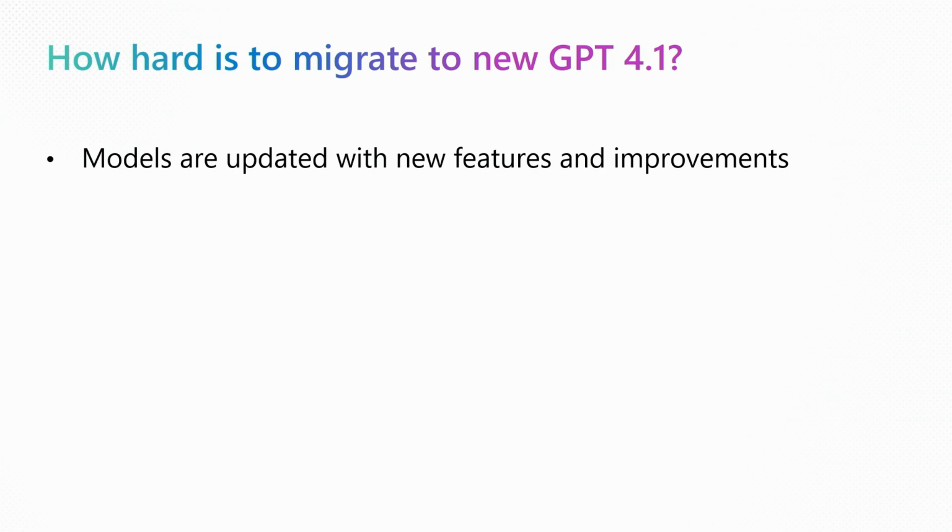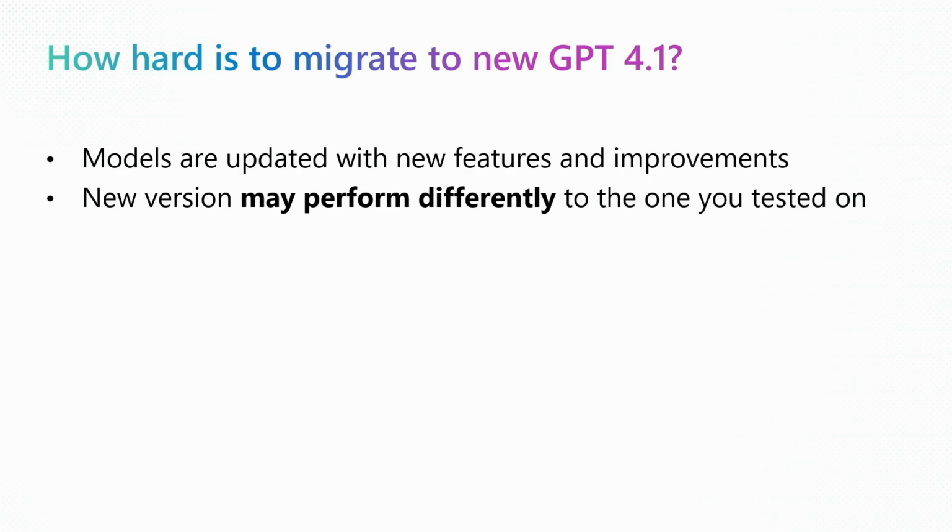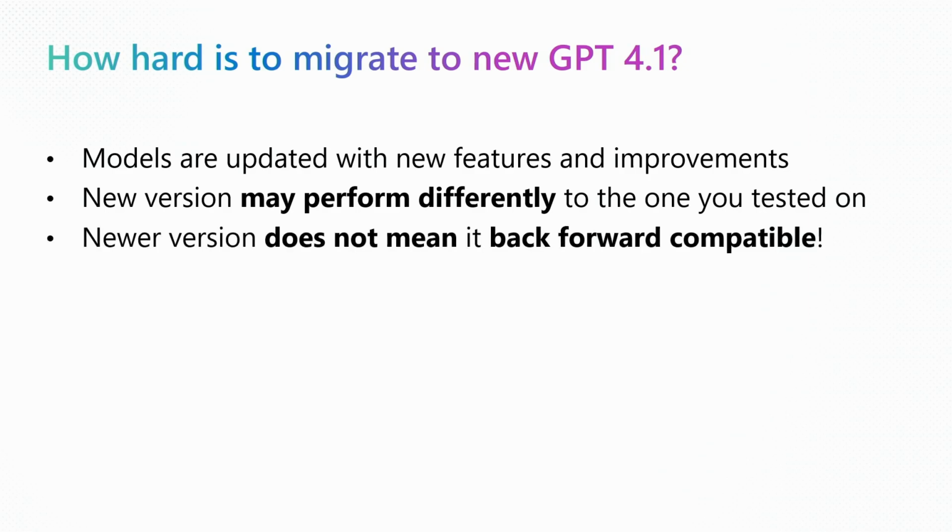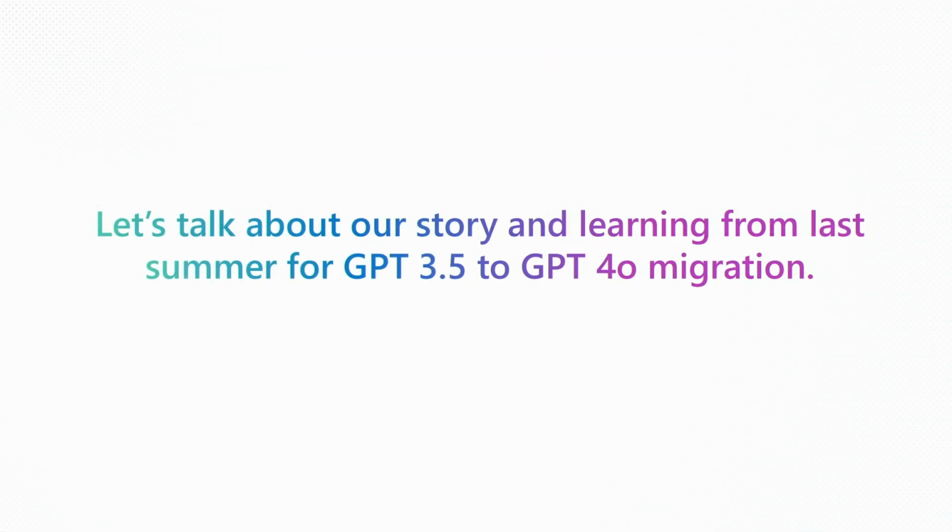Every time we talk about new models and migrating to the new models, we always say, like, how hard can it be? And we always want to remind you that new models bring new features and improvements. The latest version doesn't mean it's better. It usually means different. And they can perform differently compared to previous versions, and they're not backward compatible. Here we usually take a step back and tell you a story which we experienced at Microsoft last summer. It's a great story. It takes a couple of minutes, so I want to share that with you.